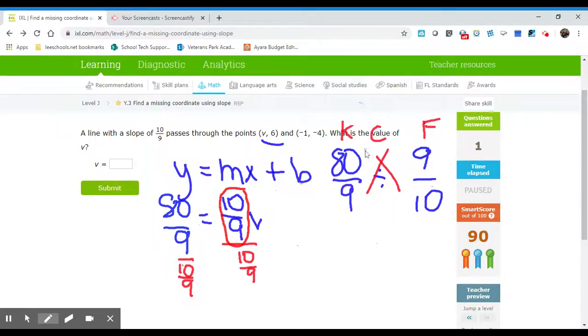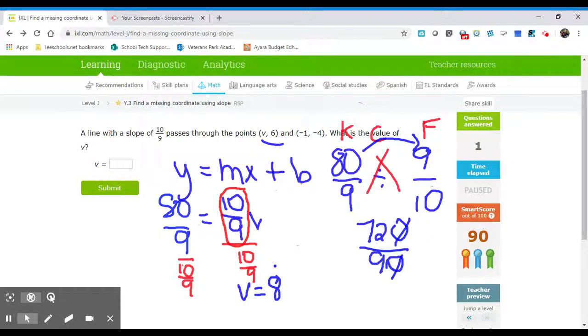Okay, so 80 times 9. Well, 9 times 8 is 72, so this is going to be 72 with a 0. And 9 times 10 is 90. And I could divide by 10. Let's knock this 0 off. And 72 divided by 9, well, I know that 9 times 8 is 72. So my answer is going to be v equals 8. Let's put that in there and see how we did. v equals 8 and click submit.